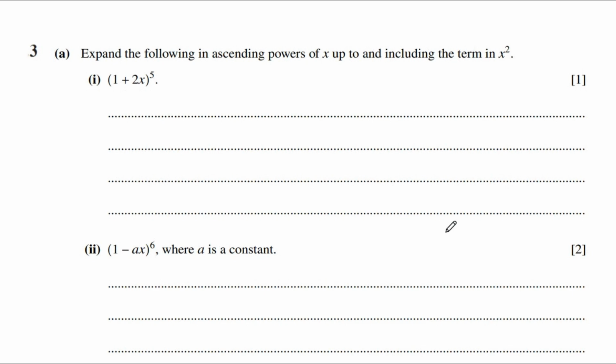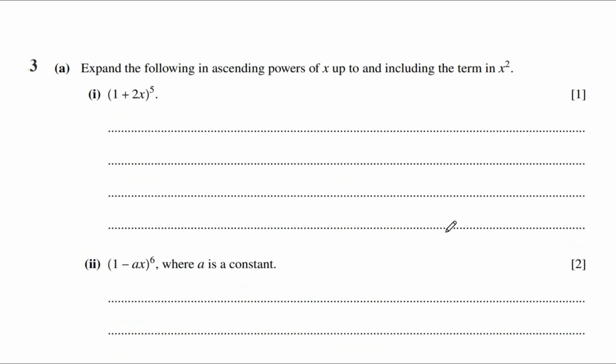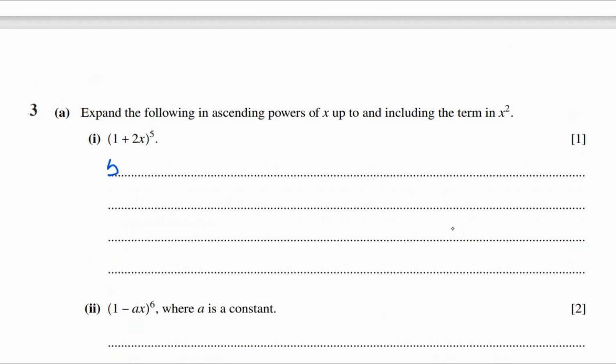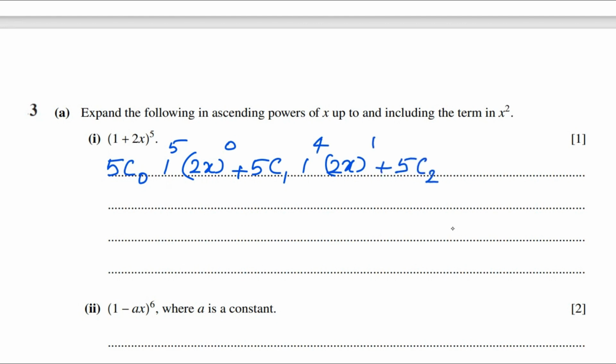Next, question number 3. Expand the following in ascending powers of x up to and including the term in x square. Okay, so 5C0 1 power 5 (2x) power 0 plus 5C1 1 power 4 (2x) power 1 plus 5C2 1 power 3 (2x) power 2. So we need up to the x squared term. So here we get the x squared term. Okay.